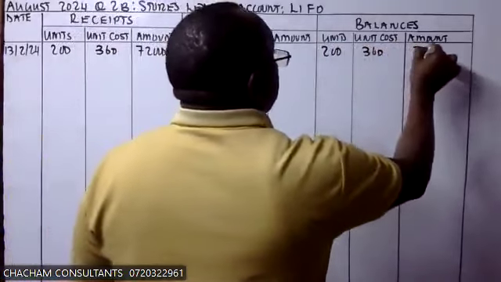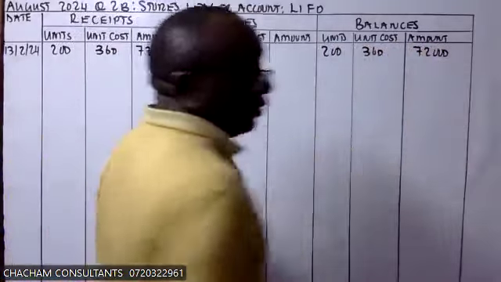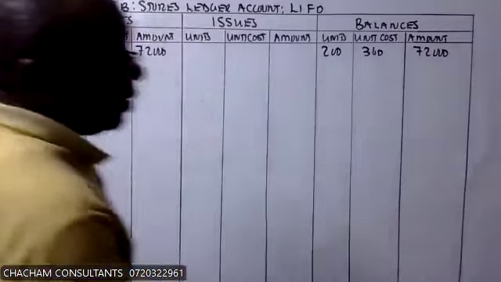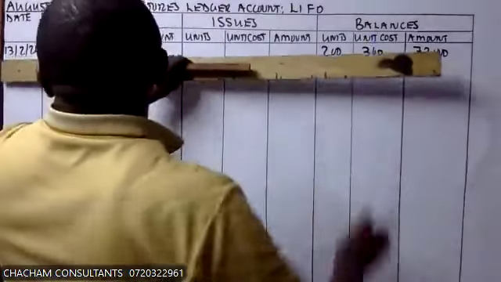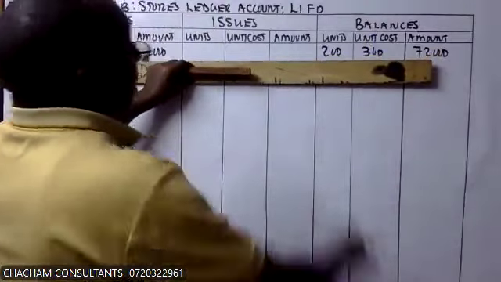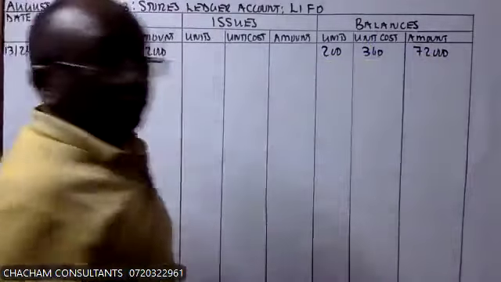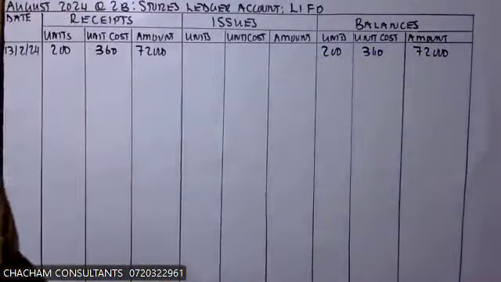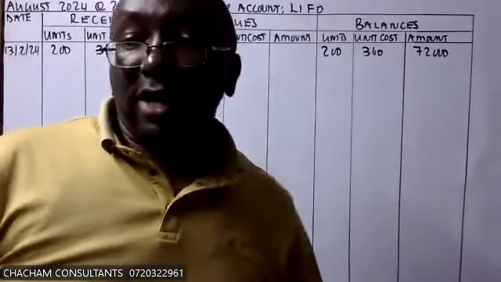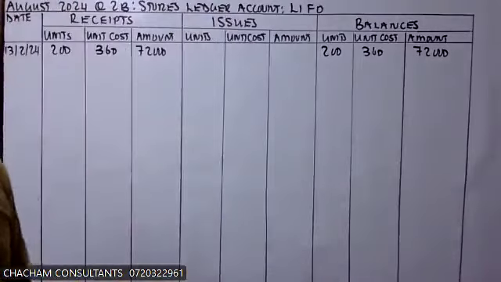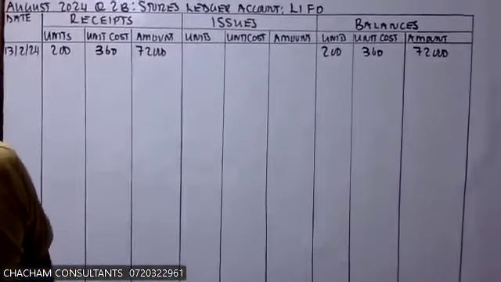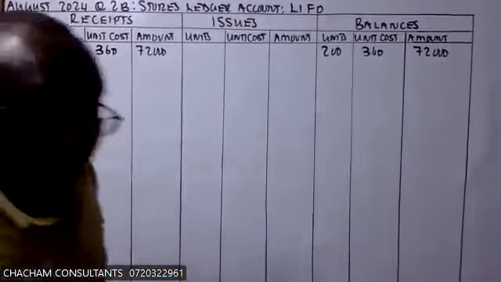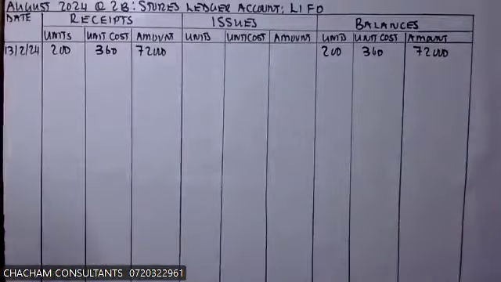The total amount is 72,000. Now draw a line here. Draw a line so that ufunge hiyo. Mine, I'm not drawing a line because I'll need to rub. I'll need to rub these figures to create space. So let's go to the next date.